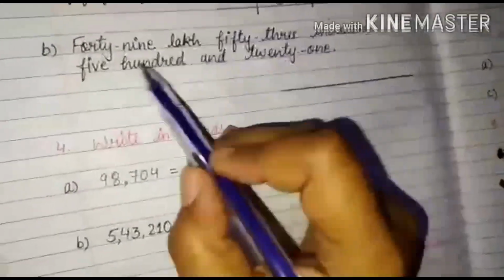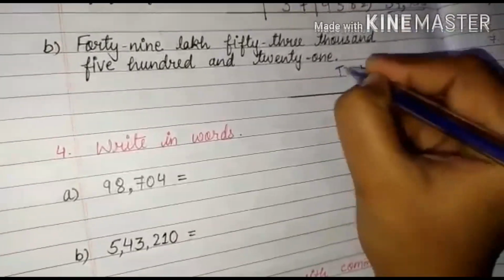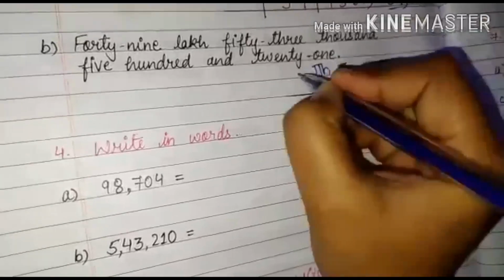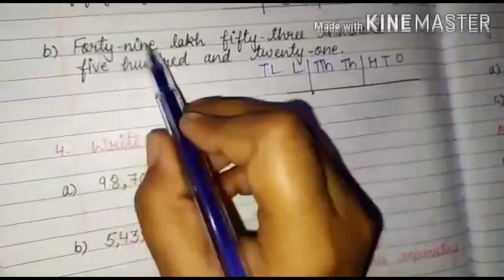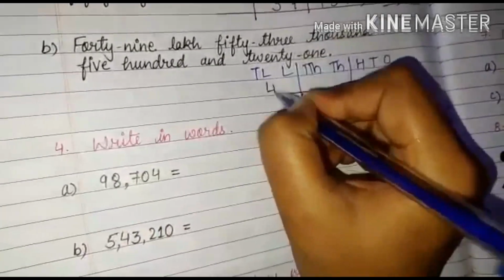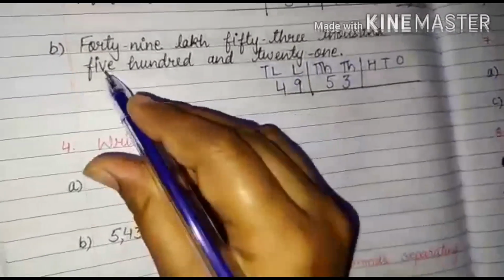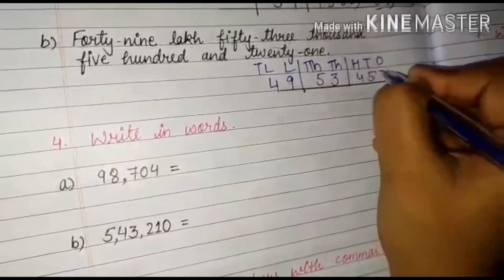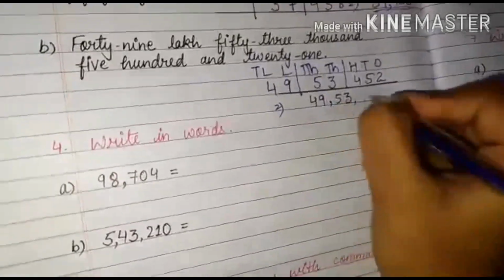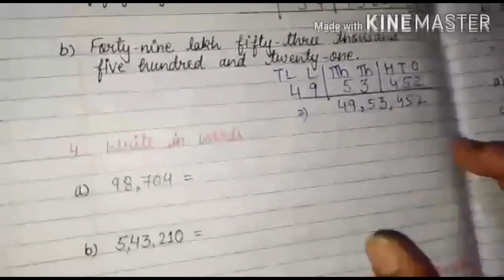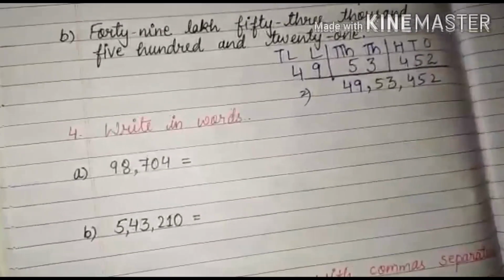Okay, same again, 49 lakh. So first write down the places: ones, tens, 100, 1000, 10,000, lakh, 10 lakh, and divide the periods. Ones period. So 49 lakh, that means in the lakh period you have to write 49. 53,000, so in the thousand period you have to write 53. Then 452. So here we go, we get the answer 49 lakh 53,452. It is the best and easiest method to write any number in figures.